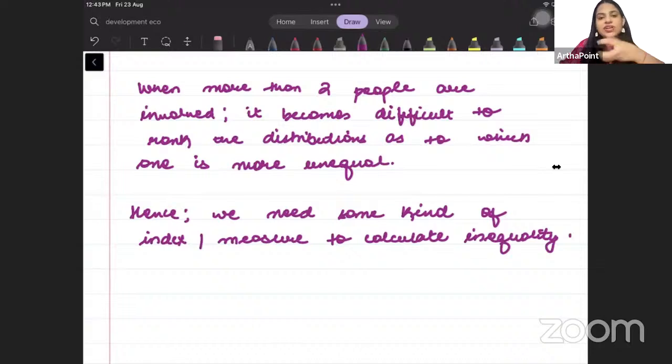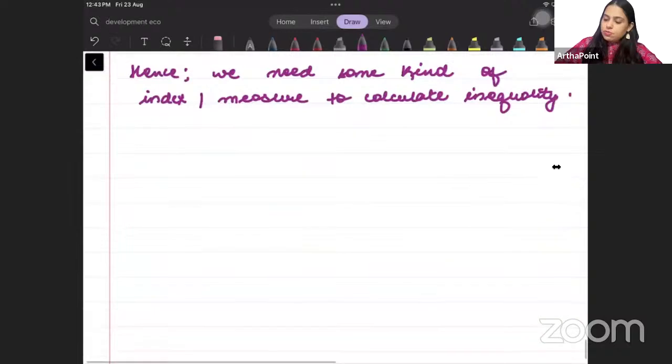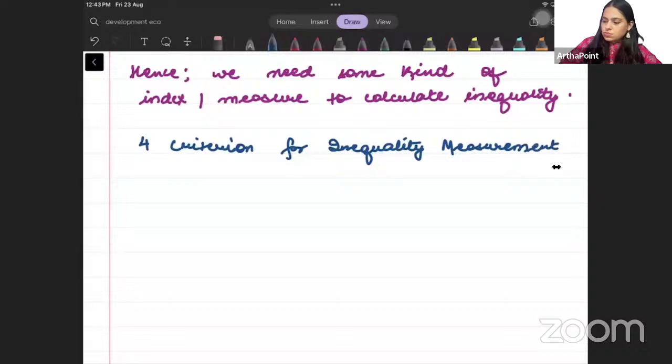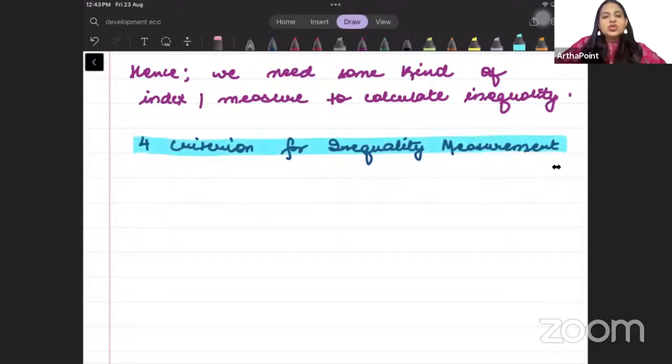And for that, we need to understand some principles or some criteria. There are four main criteria for inequality measurement. Four criteria to measure inequality.